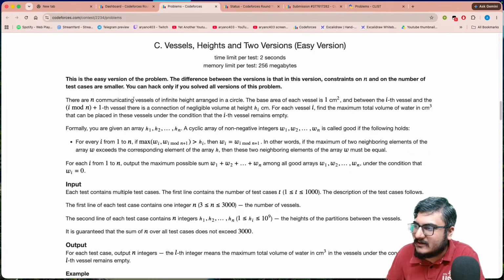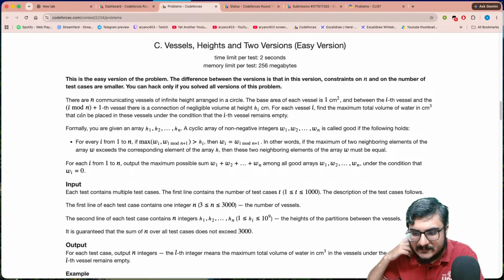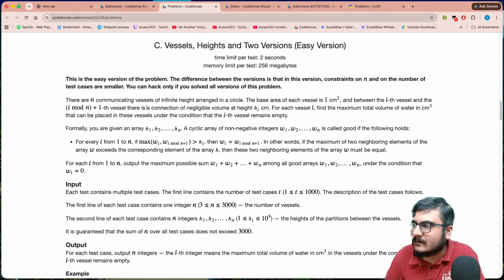The problem statement is like this. There are n communicating vessels of infinite height arranged in a circle. Circle is quite important. The base area of each vessel is 1 centimeter square. And between the ith vessel and the (i mod n plus 1)th vessel, between each two consecutive vessels, there is a connection of negligible volume at height h_i centimeters. For each vessel i, find the maximum total volume of water in centimeter cube that can be placed in these vessels under the condition that the ith vessel remains empty.